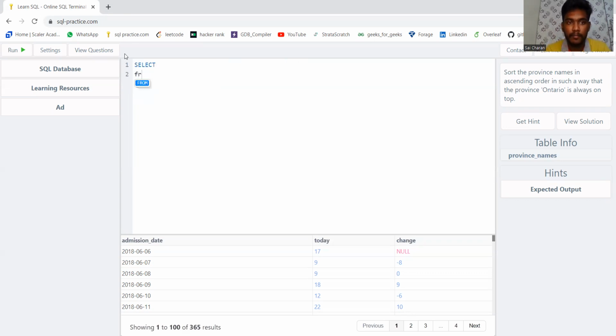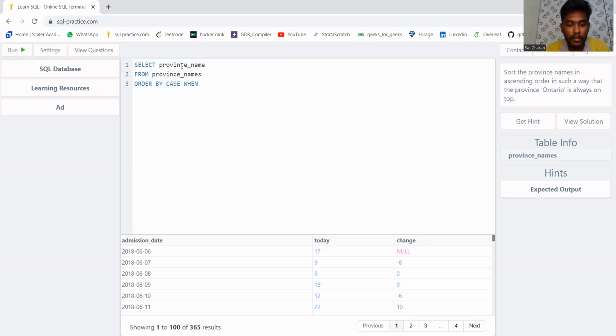So select from province names, order by. They are asking only for the province name. What they are saying is that only Ontario should be on top, right? Ontario should be on the top. So here what I am doing is separating Ontario using a CASE expression.